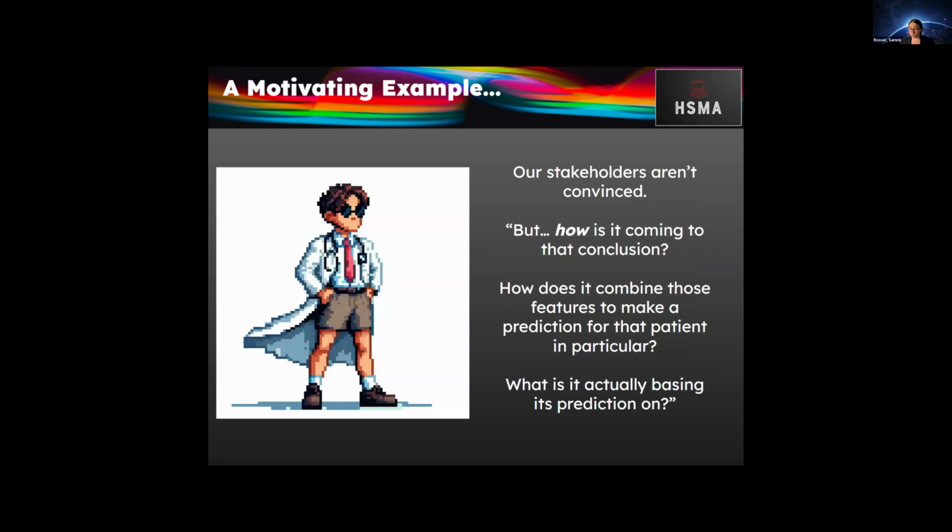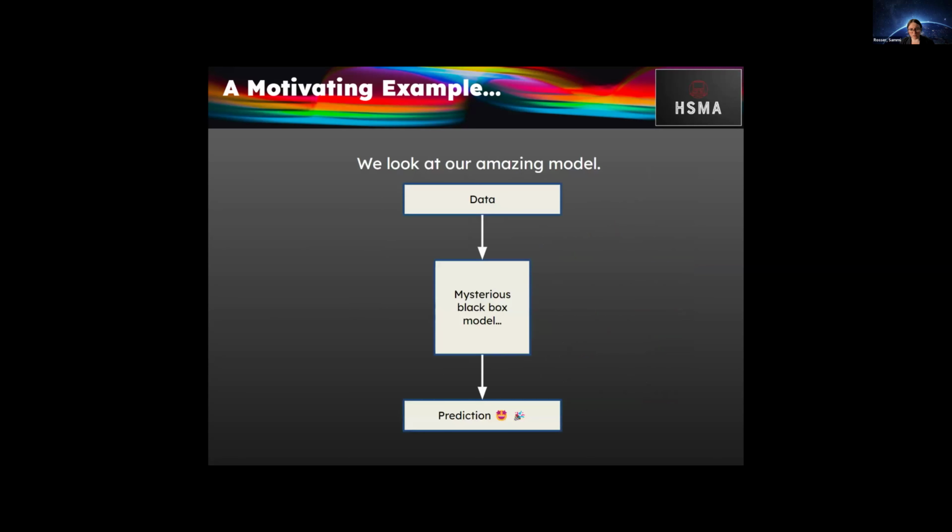And our stakeholders still aren't convinced. How is it coming to those conclusions? Does it combine those features in a certain way? How does it combine these features in each individual case to make a prediction for that patient in particular? What's it actually basing the prediction on? Is there some weird thing going on with the day of the week, that starts with a T? How on earth is it making these predictions and taking that forward?